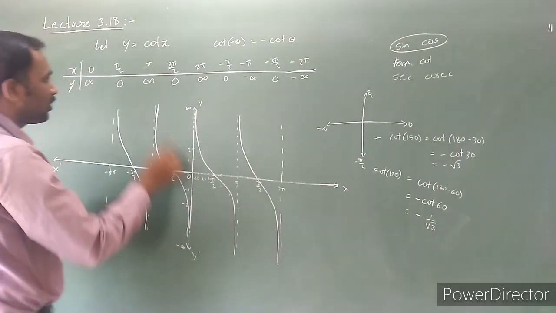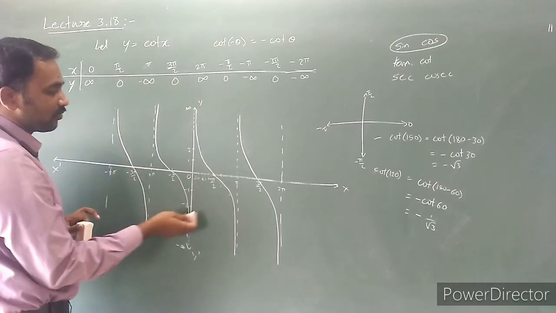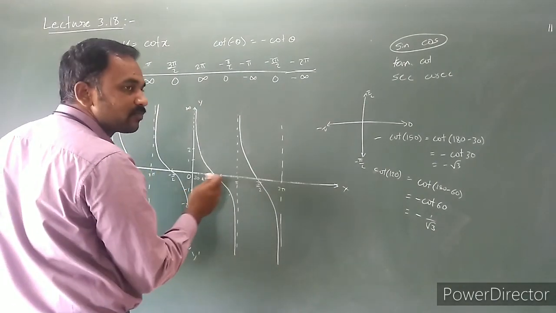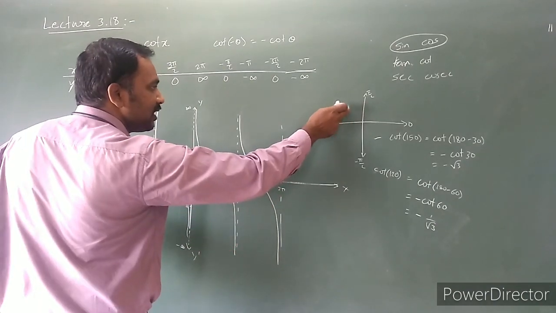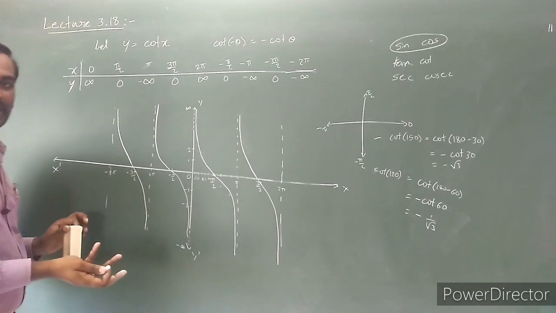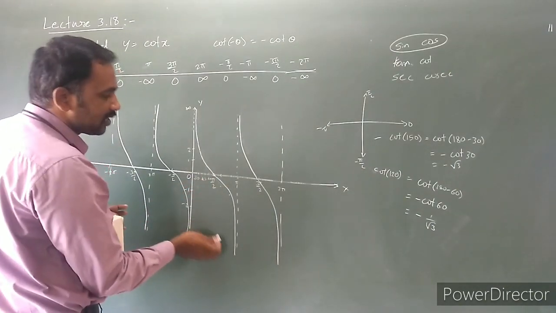Pi is constant. Observe here, you can write it as negative, because pi by 2 to pi is nothing but the second quadrant, which is negative. Sir, on seeing this graph also we can directly tell whether it is a positive or a negative value. Okay, so here it is negative.